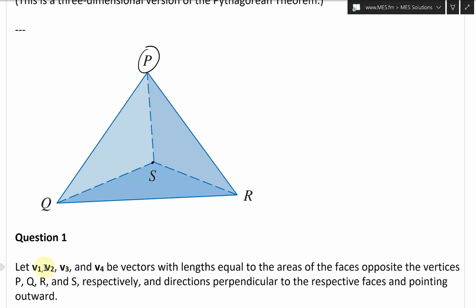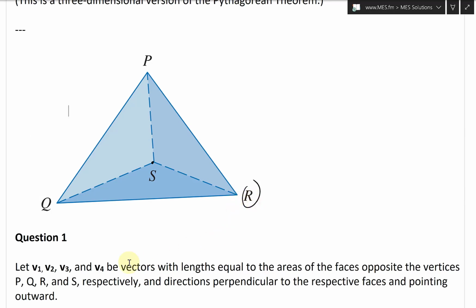All right, and then V2 is going to correspond to the face opposite of Q. So if this is Q, the face opposite is going to be this. So in other words, this is going to be our V2, the length of it, so you put the absolute value sign. And the direction is moving outwards, away from the tetrahedron and perpendicular to this face. In other words, it's going to go over this way. And then V3 is going to be opposite of R, so it's going to be over here. That's V3. And the direction is going to be pointing outward.